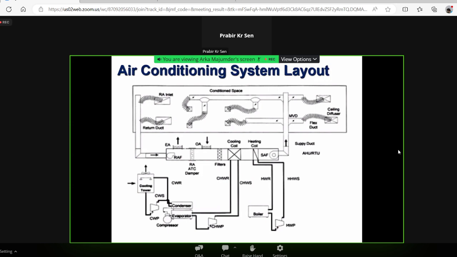Then the refrigerant gets cooled. It comes down from the condenser to the evaporator, and in the evaporator again we supply water, which is called chilled water. We supply it by a chilled water pump, which gets cooled, and we take that water to the air handling unit where we have the cooling coil.